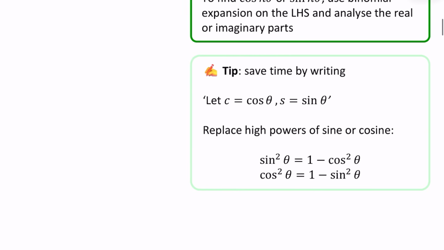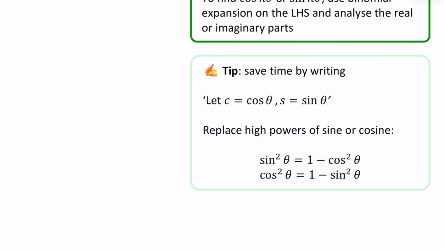Now, a little tip for you. I'm going to ask you to write this at the beginning to save some time. You can write down let c equal cos theta and s equal sine theta. It will save you a lot of time with writing things out. The only thing I'm going to say to be careful of is make sure that your s's are small and don't look like your 5s. I'll try and show you what I mean with that in my example.